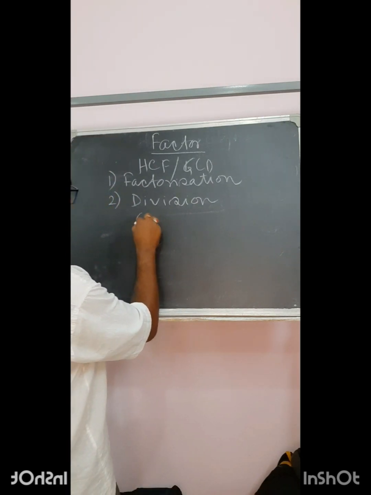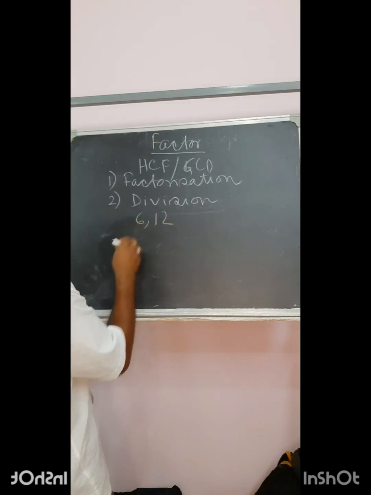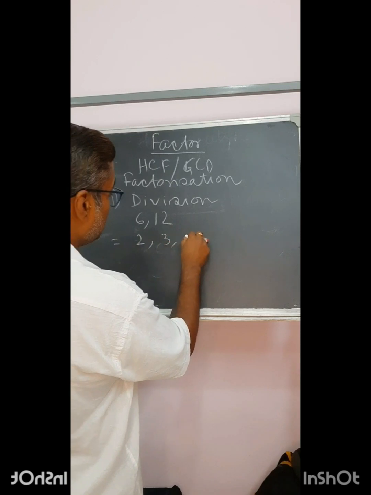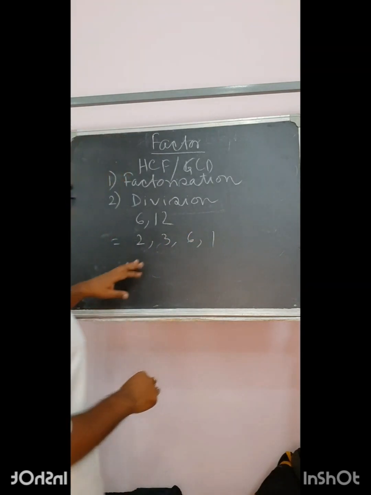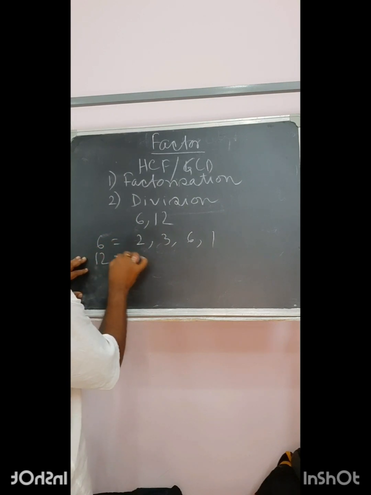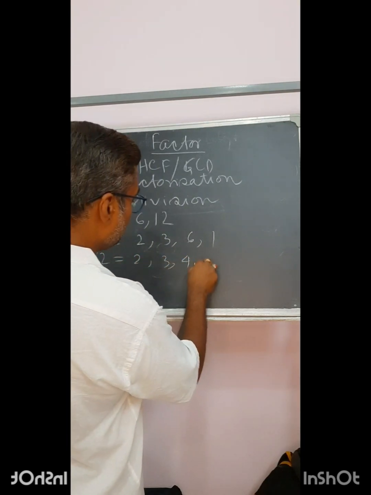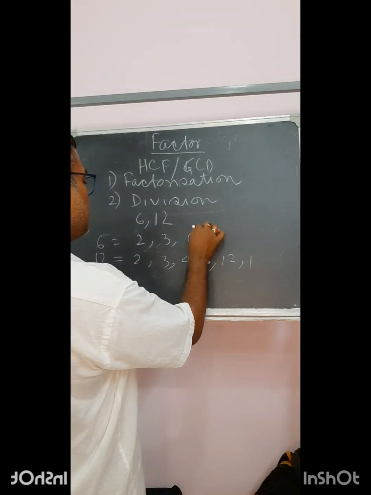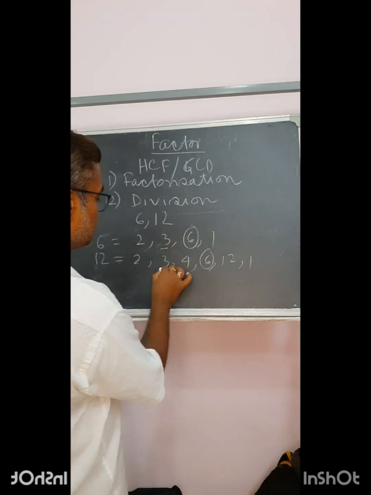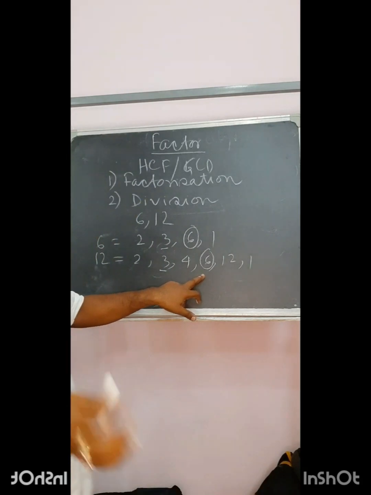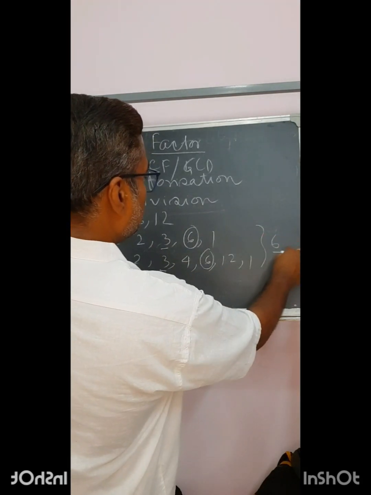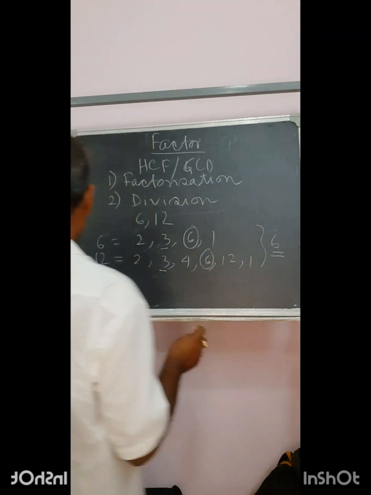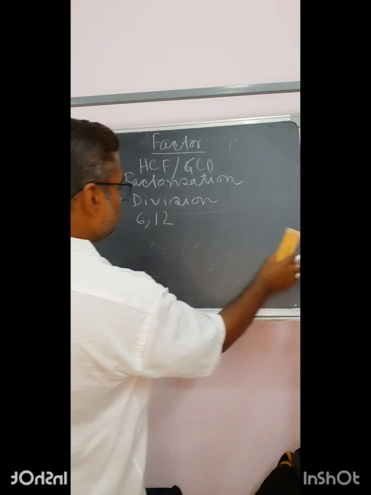I will take the same example. Earlier I showed that if it is factorized, the factors for 6 are 1, 2, 3, 6, and for 12 they are 1, 2, 3, 4, 6, 12. After this I will choose the highest common factor of these numbers, which will be your answer. So this is the method of factorization. Generally we do prime factorization.